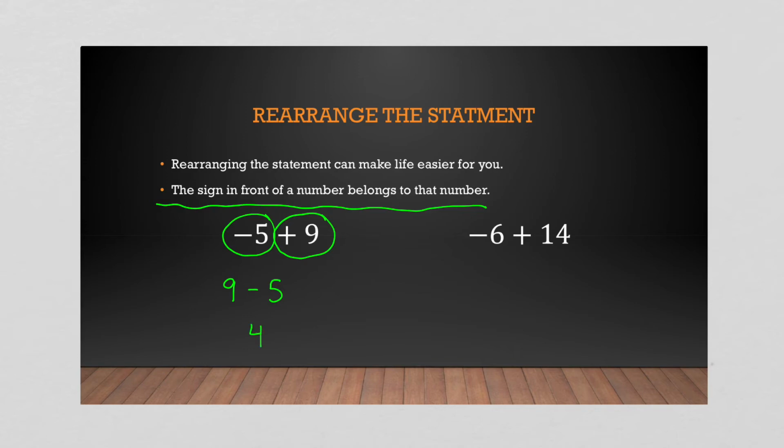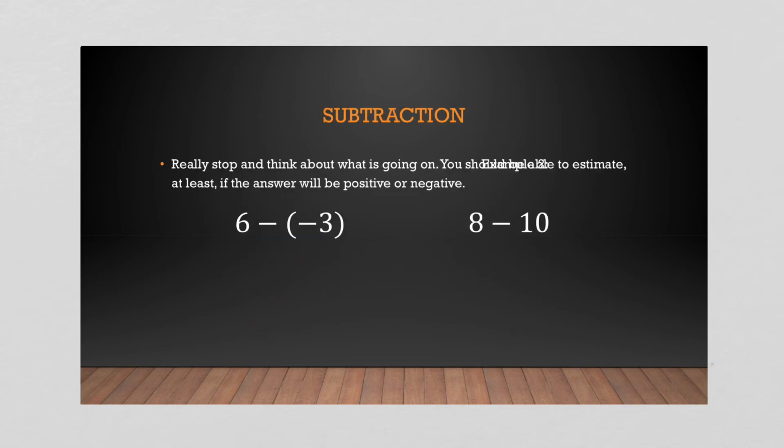It's 4. Here we have positive 14. So we'll just write 14 first, and then -6. Just rearrange the statement. And that's easier. It's 8. So if you can rearrange the statement to make your life easier, go for it. But again, it's deeper than just computing.